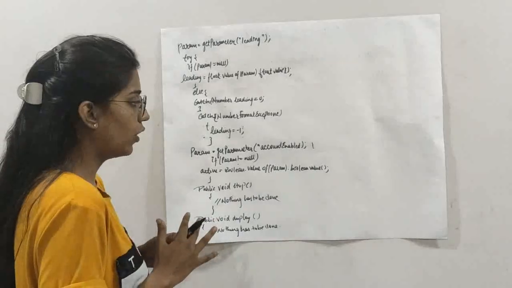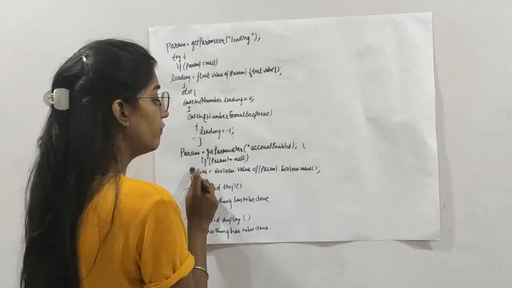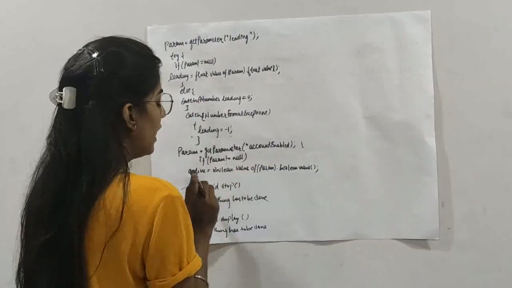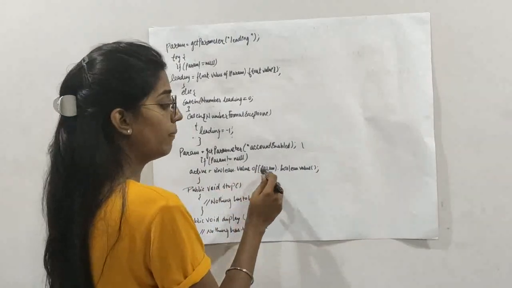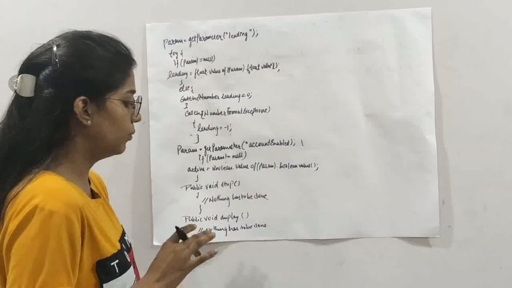Now the same for the boolean. Param equals getParameter account enabled. If param is not equal to null, active equals Boolean.valueOf(param).booleanValue. This will also convert a string value into a boolean value.